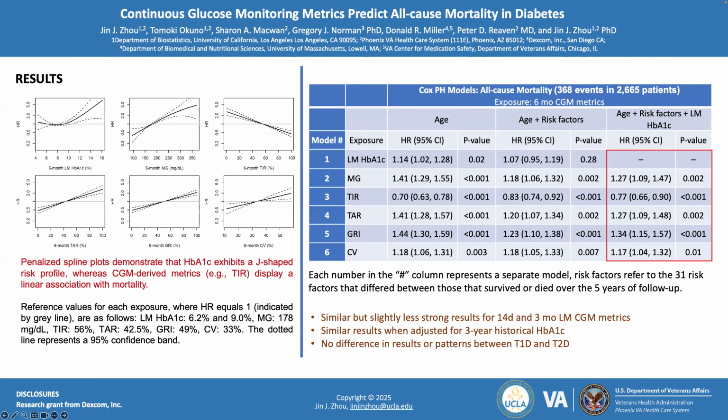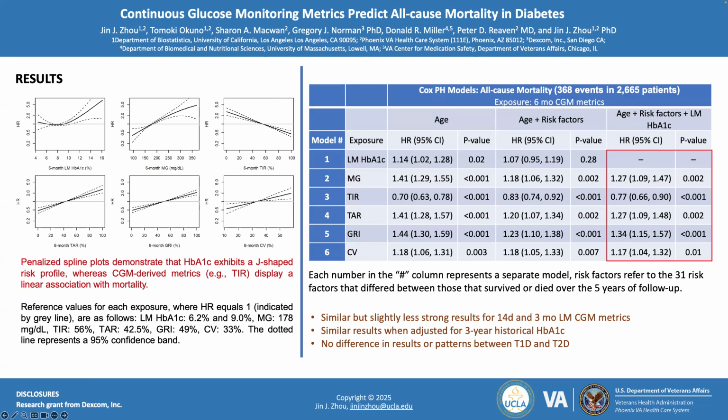We had about 2,700 participants, and there were around 400 deaths in this dataset. The slide shows penalized spline plots from age-adjusted Cox model using 6 months exposures. These plots revealed a J-shaped relationship between HbA1c and mortality.